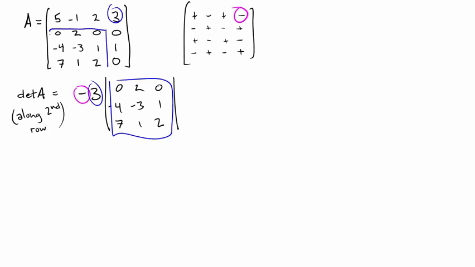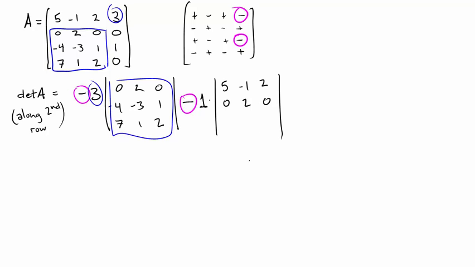There's the 3, and there's the 3 by 3 submatrix. And then, again, moving down that fourth column, the next coefficient would be plus 0. That will give 0, so let's skip that entirely. The next non-zero coefficient will be 1. Again, it will have a minus sign associated with it, and it will get multiplied by a 3 by 3 determinant with 5, minus 1, 2, 0, 2, 0, 7, 1, 2. Let me circle it in green.